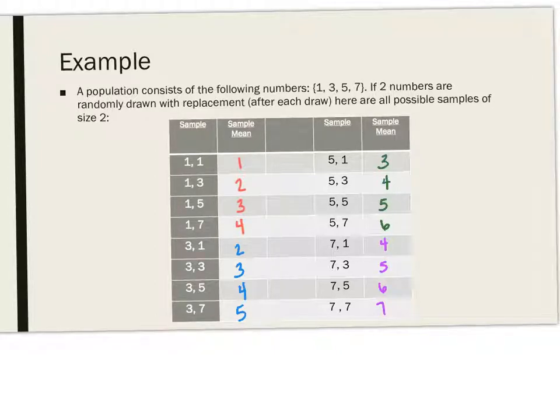So what's going to happen is I'm going to create a graph. Let's create a dot plot for all these sample means. So I'm interested in all the sample means here and all the sample means here. I'm going to plot those on a dot plot. The smallest sample mean here is 1. The largest is 7. So we'll put those numbers on a dot plot.